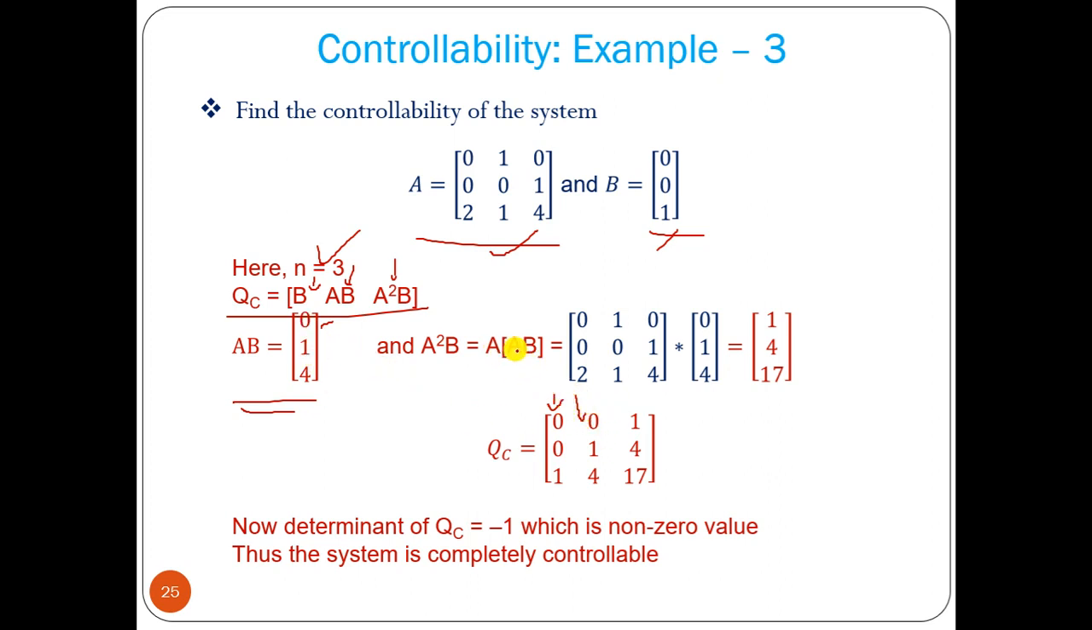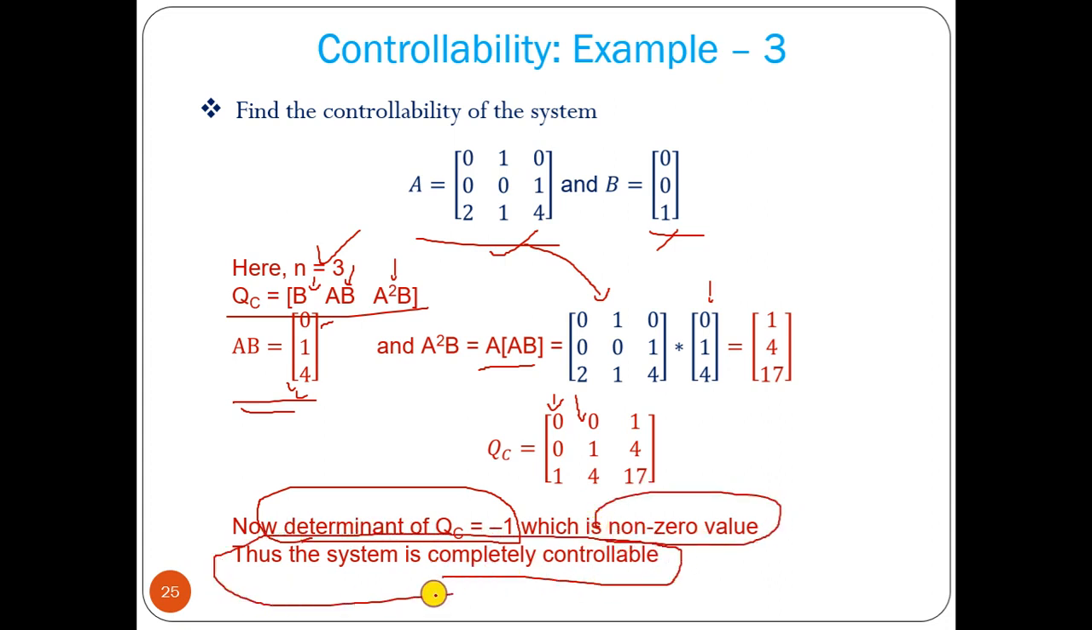Next we have to put A square B. A square B means A into AB. So A is known. The AB value you have to put here and multiply. So this will be 0, 1, 0, then 1, 0, 0, 4, 4. This is 0, 1 and 16 plus 1, 17. So 1, 4, 17. Then the determinant of QC is 1, which is non-zero. So the system is completely controllable.